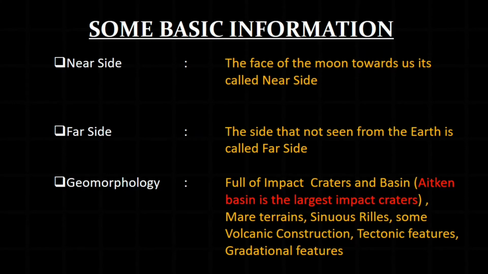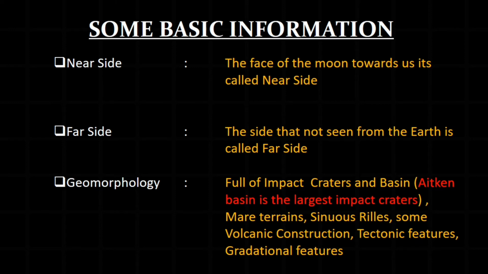Near side: the face of the Moon toward us is called the near side. Far side: the side that is not seen from the Earth is called the far side.